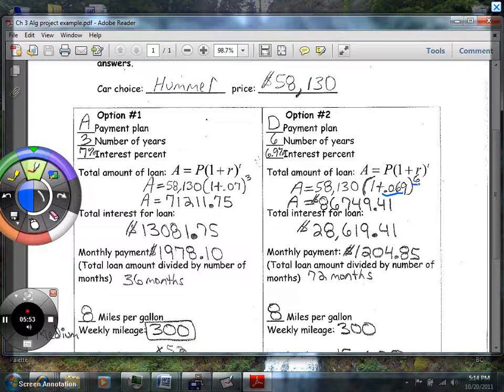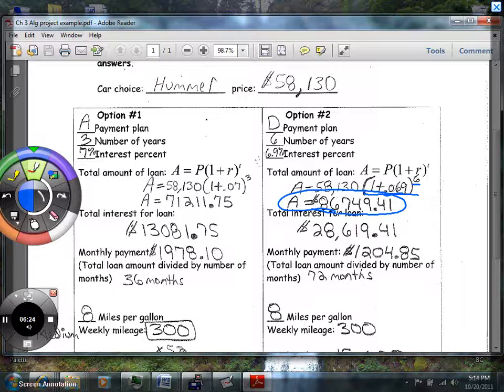And then again, do all that part here first, and then you multiply it by 58,130. It's costing me more than $86,000 for this Hummer if I extend the payments out to 6 years. And this is really common. People do this because they don't think about how much it's going to cost in the long run. Including myself, they think about how much it's going to cost per month. So we'll get to that in a second.